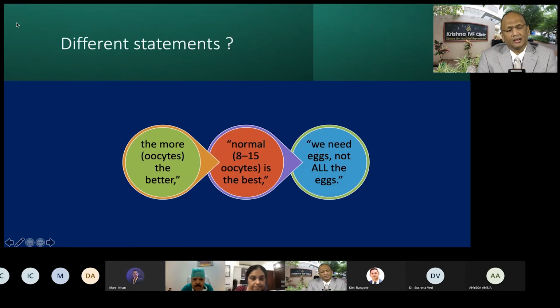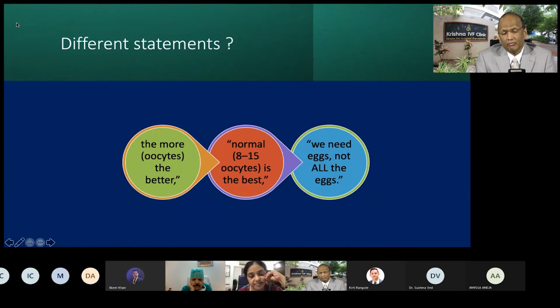The first thing is we should have clarity on what we want, because the scientific leaders of our society around the world have put out different statements as follows. Some say more oocytes the better, some say normal, that is 8 to 15 oocytes, is the best, others say we need eggs, not all the eggs, and then we have data saying 100 eggs will give 6.5 babies.